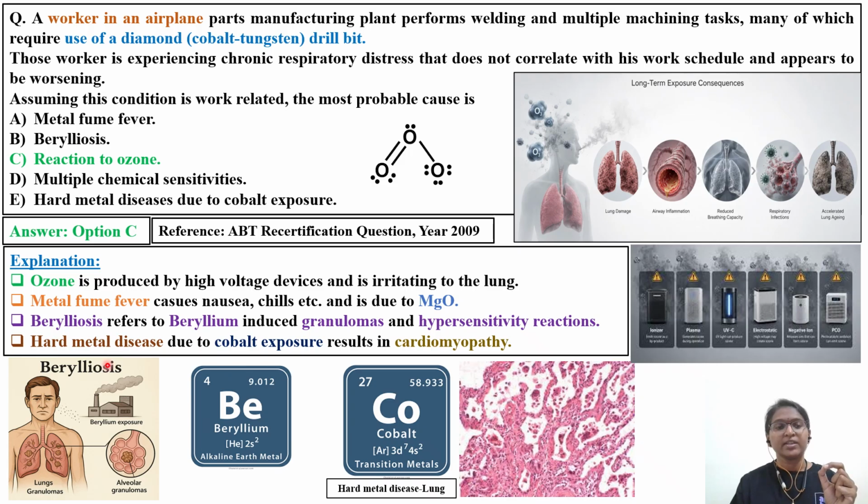Next, hard metal disease, which is caused by cobalt exposure, results in cardiomyopathy. I tried to retrieve as much information as I could about hard metal disease, but I didn't get much. It is associated with cobalt, but it causes respiratory and inhalation toxicity, that is interstitial lung disease, rather than cardiomyopathy. Probably eventually it might lead to cardiomyopathy. Most of the information I'm getting is on heavy metal disease rather than hard metal disease. So if you get any information, try to read on your own.